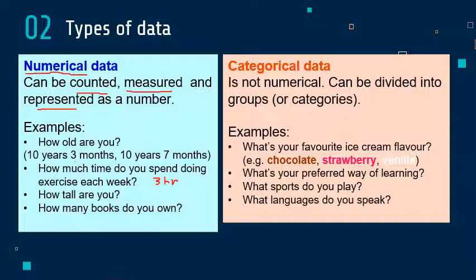The other type is categorical data. Now, this is a little bit trickier. This is data that is not numerical, but it can be divided into groups or categories. So for example, what's your favorite ice cream flavor? Well, we can't actually represent that with a number.